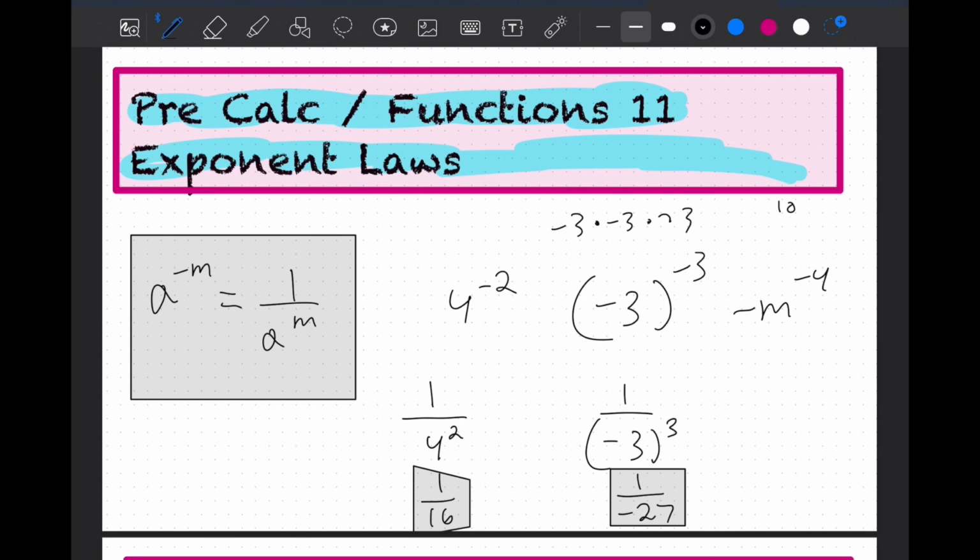And then if it's negative m to the minus 4, that's the same thing as saying negative 1 over m to the 4th power, and that's all we would do for that one.